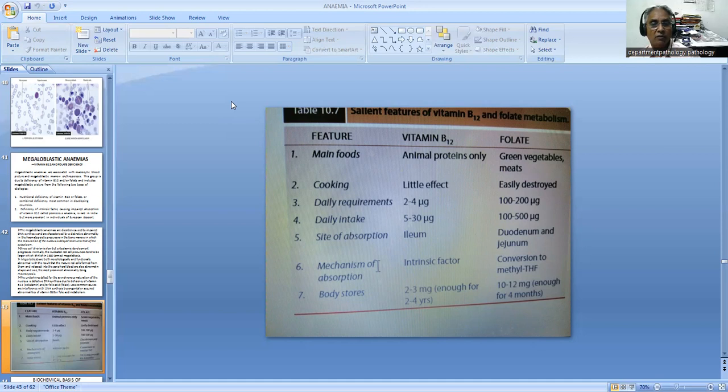Daily recommended intake for vitamin B12 is 5 to 30 microgram, and for folate is 100 to 500 microgram. Vitamin B12 is absorbed in the ileum, while folate is absorbed in the duodenum and jejunum. For absorption of vitamin B12, intrinsic factor is required, while folate is absorbed by conversion into methyl tetrahydrofolate. Body stores of vitamin B12 are 2 to 3 milligram, enough for 2 to 4 years, while folate body stores are only 10 to 12 milligram, enough for 4 months.